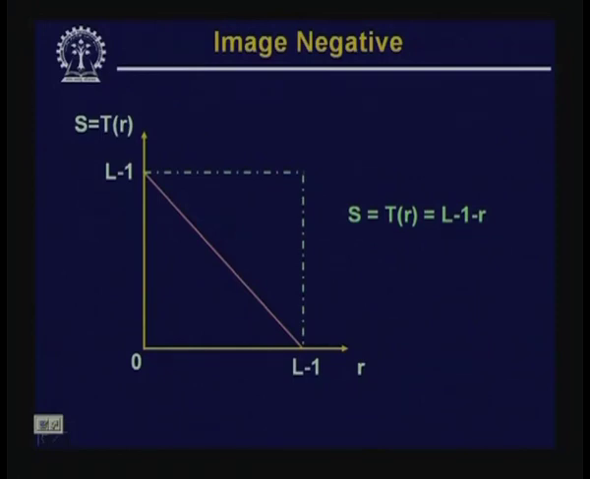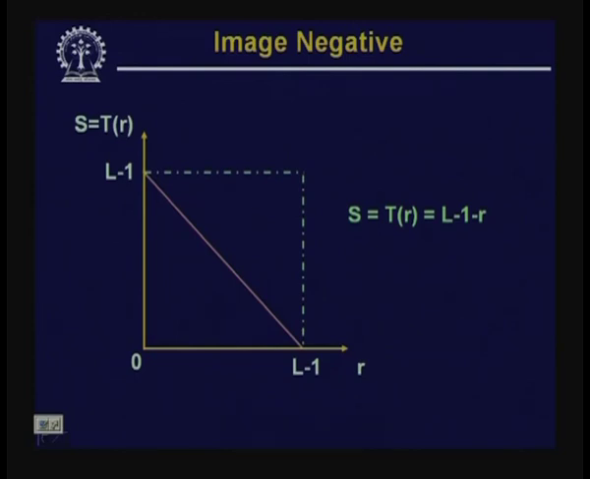Here we consider that the digital image will have capital L number of intensity levels, represented from 0 to capital L minus 1 in steps of 1. Along the horizontal axis we have put the intensity values or gray level values of the input image, and along the vertical axis we have put the intensity values of the processed image. This transformation function T can be represented as S is equal to T of R, which is nothing but L minus 1 minus R.